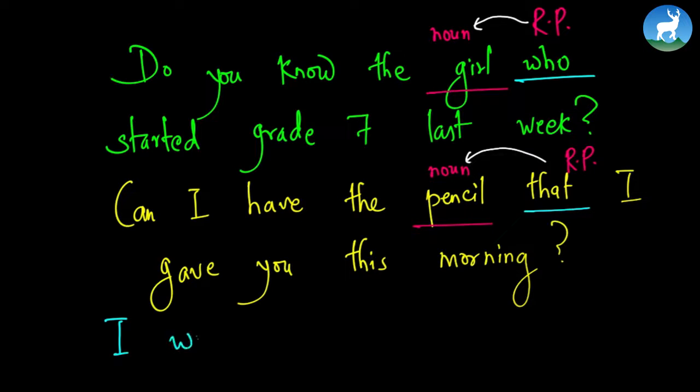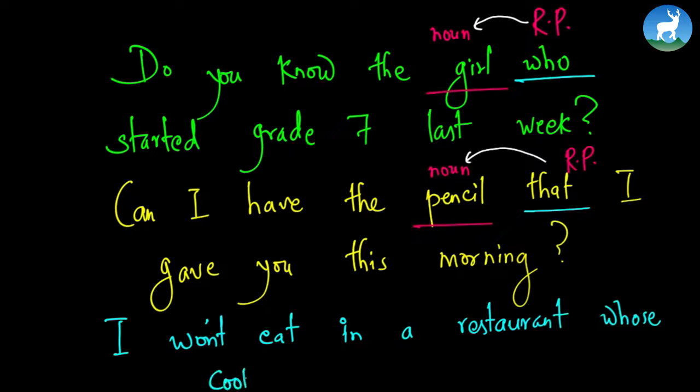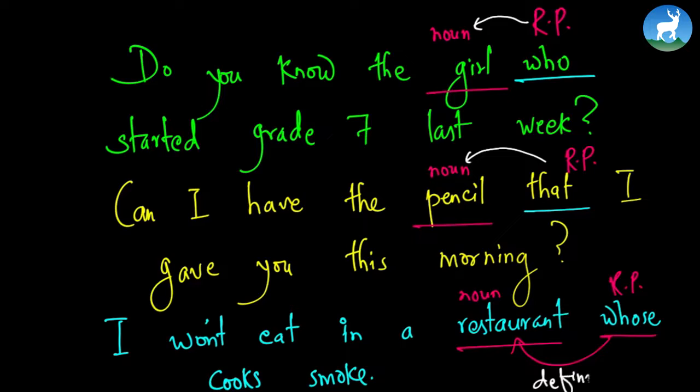Let me write one more example. I won't eat in a restaurant whose cooks smoke. What is the relative pronoun? Whose is the relative pronoun. What is the noun? Restaurant is the noun, and whose is defining the restaurant. So what kind of restaurant is it? It is the kind of restaurant where the cooks smoke.